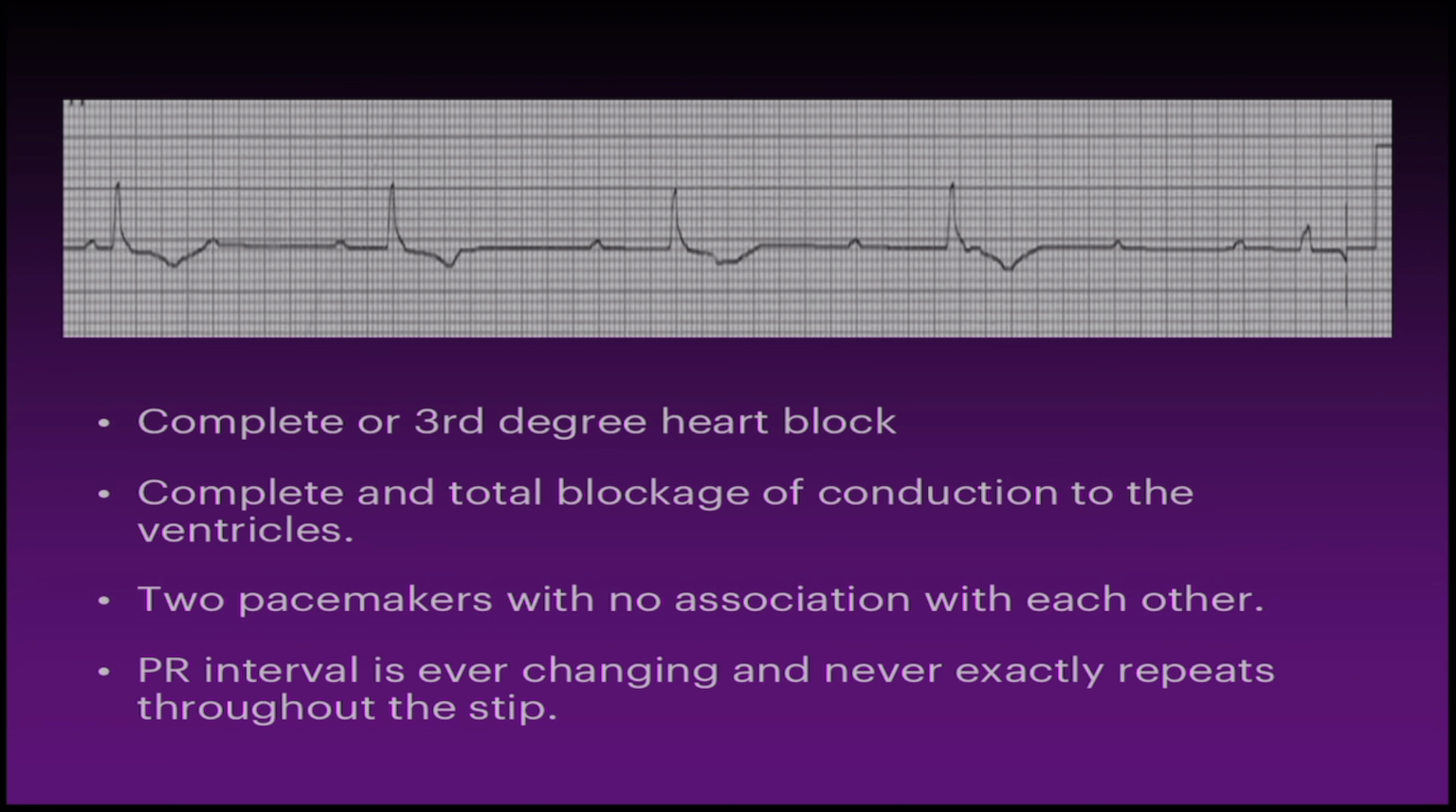Next, we have a complete or third degree heart block. This is characterized by complete and total blockage of conduction to the ventricles. So we end up with 2 pacemakers that have no association with each other. That also leads to a constantly changing and never repeatable PR interval throughout our EKG. So in other words, the P wave in no way is associated with causing the QRS complex. And that's one reason why we ask ourselves that question.